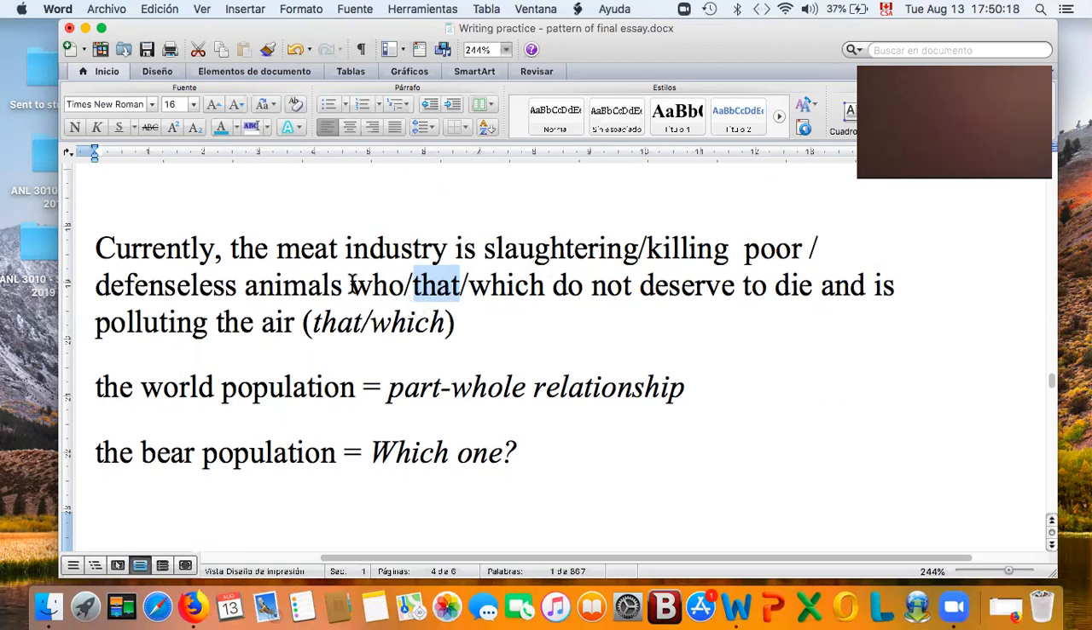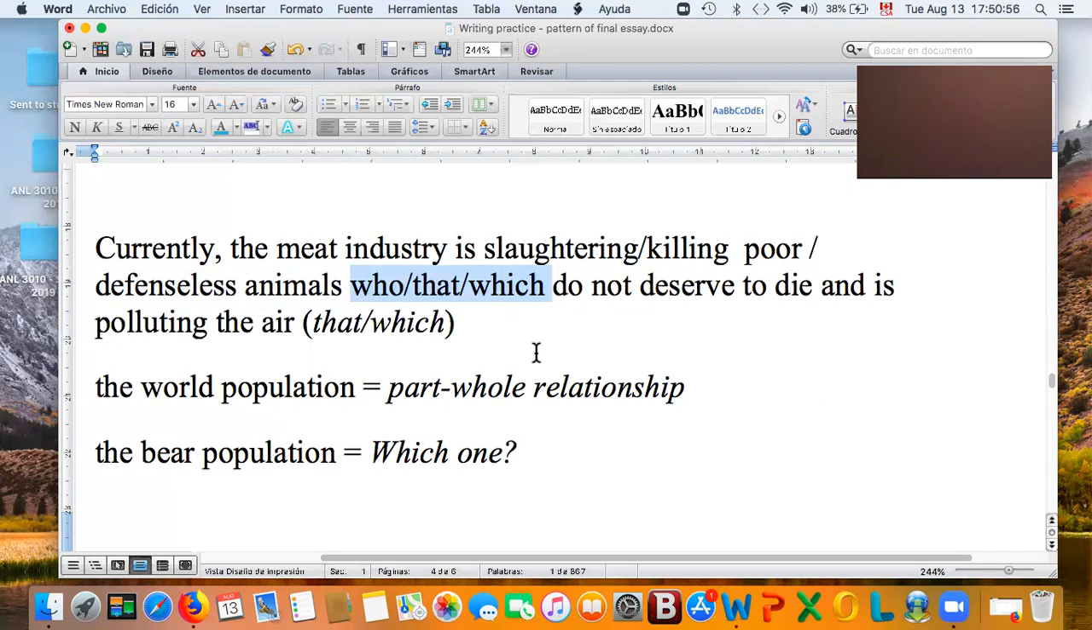Now, if you use who when you're talking about defenseless animals, that's possible, but remember that you're personifying the animals. When you do this, you are explicitly stating your position that the animals are, well, to you are like people, to put it simply. That might be a bit strong, depending on the text that you're writing. So you decide. Defenseless animals, who, that, or which do not deserve to die.